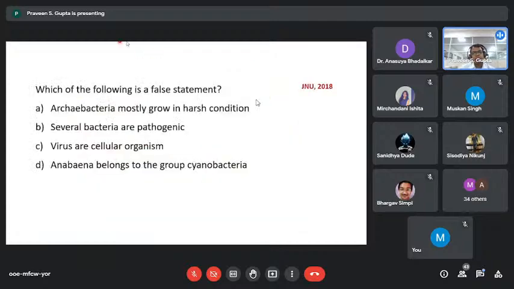Now, one question asked in the exam: which of the following is a false statement? This is the fifth or sixth question from JNU, and the answer, I don't have time.